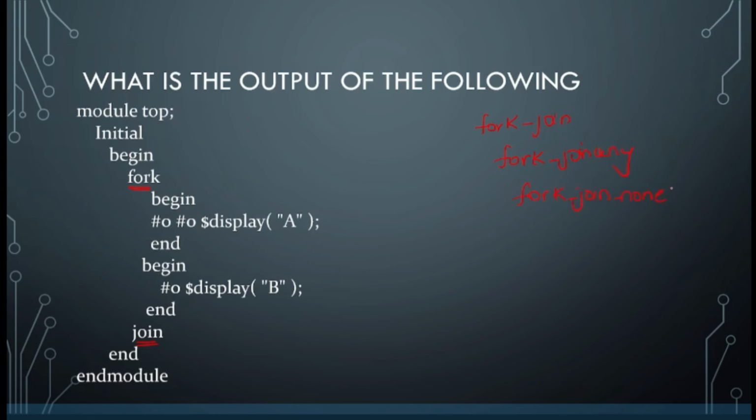Based on the kind of flavor, if you are using fork join, your simulator works in one way. If you are using fork join any, it works in another way. Fork join none again acts in another way. As for now we are talking about fork join. Here I have two begin and end blocks, that means two processes. This is my process 1 and this is my process 2. Many of you are asking me that whatever you write within begin and end inside the fork and join is considered as one process.